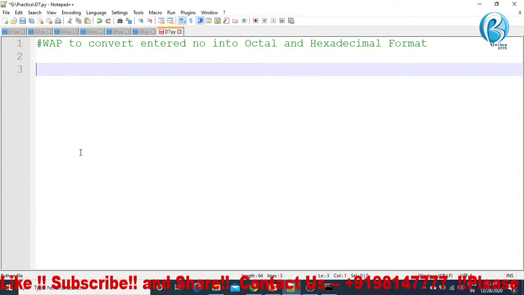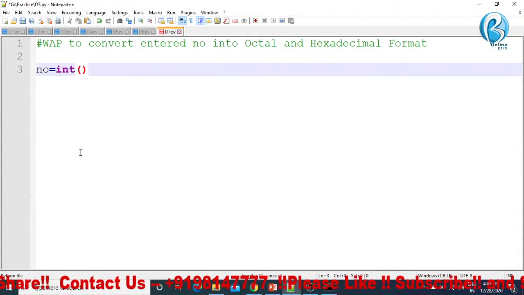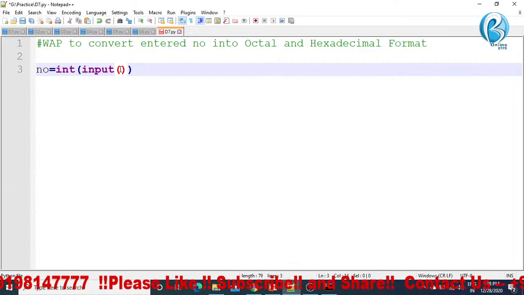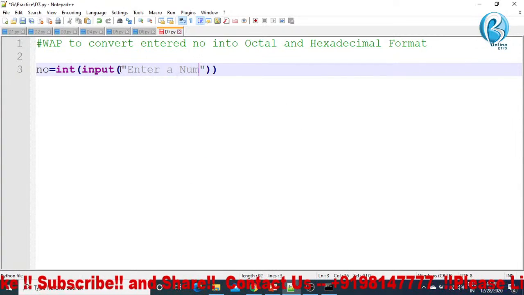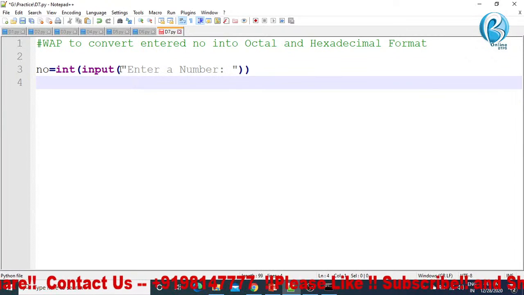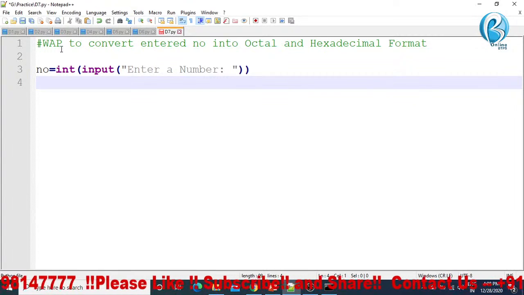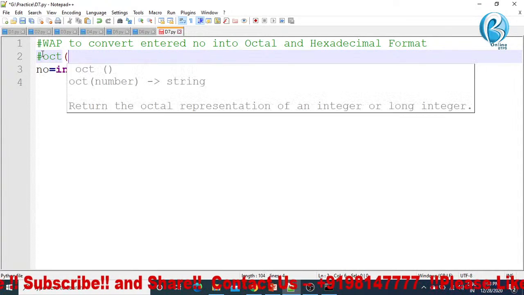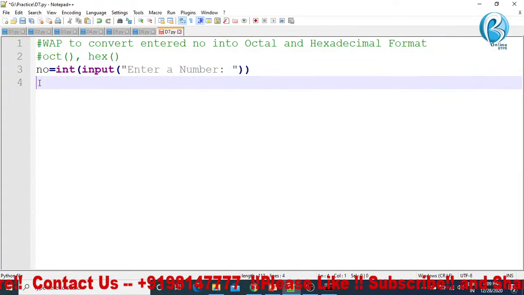So number equals int of input of enter a number. Okay, then what we have to do, we have to convert it into octal and hexadecimal. So in Python, to convert numbers into octal and hexadecimal, we have the oct function, and for hexadecimal we have the hex function. Okay, we have oct and hex.